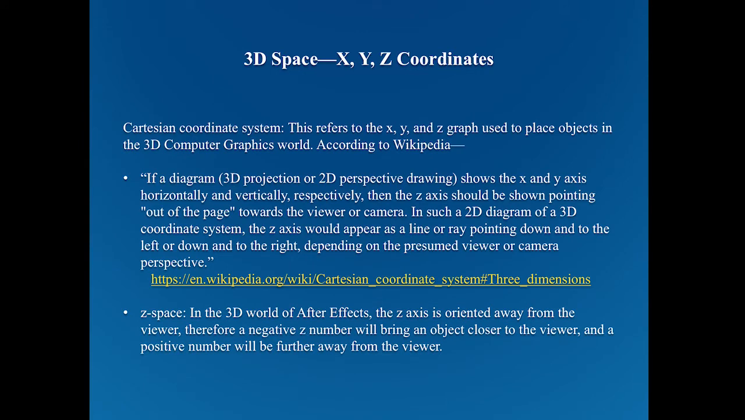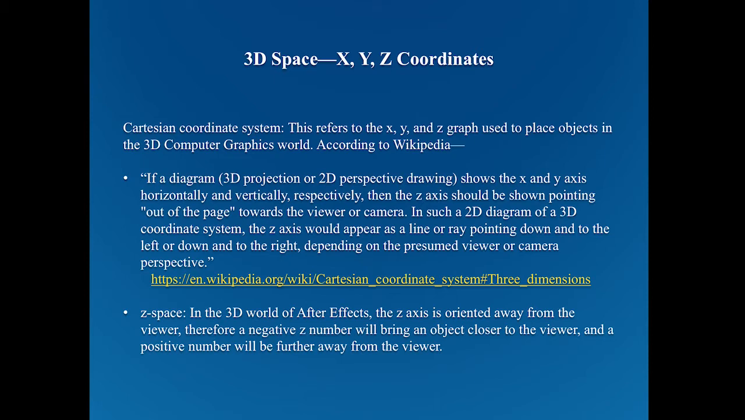3D space. So you have X, which is the horizontal, Y, which is the vertical, and Z, which is the space coming towards the viewer and away from the viewer. Okay, so it's the Cartesian, named after Descartes, Cartesian coordinate system, referring to the X, Y, and Z graph used to place objects in the 3D computer graphics world. And if you read the Wikipedia entry, it says, or it did when I got it, who knows, someone may have changed the wording, but it's the same thing.